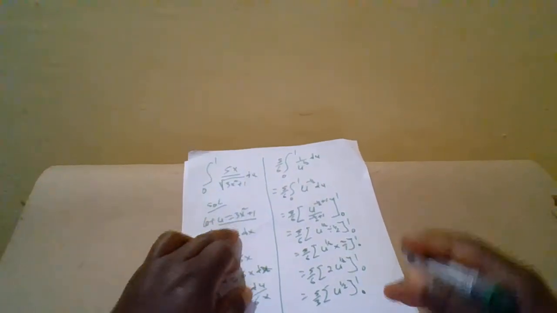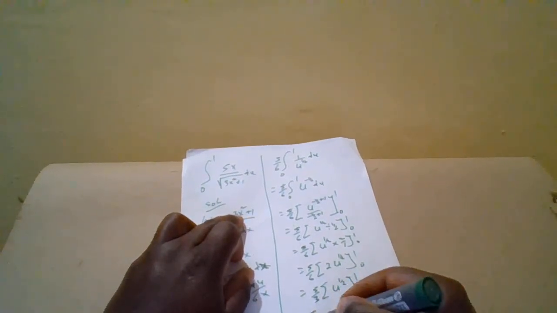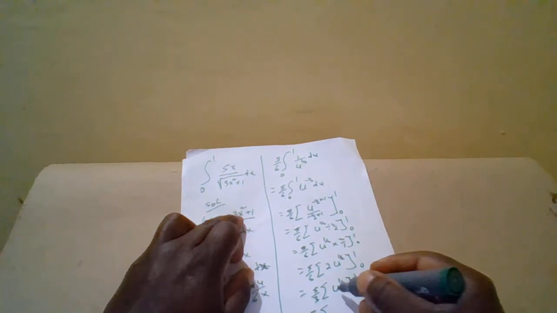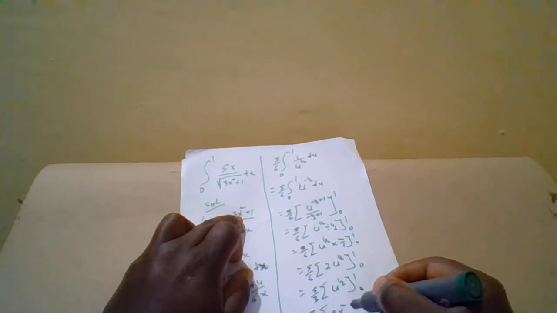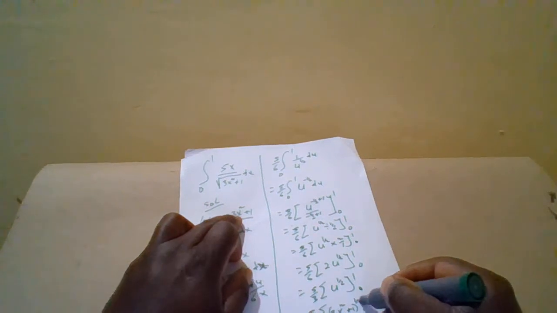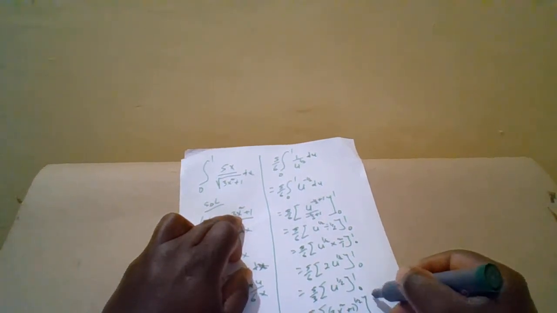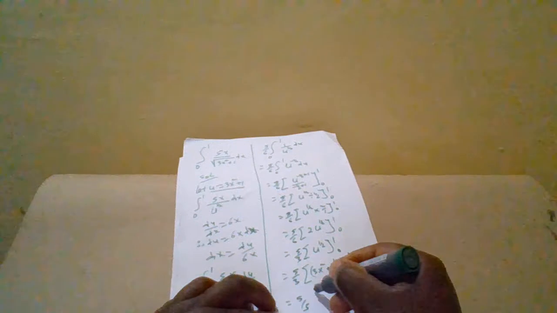So at this point we can now replace the value of u. Our 5 all over 3 times our u, which was 3x squared plus 1, raised to a half. We are integrating from 0 to 1. So you can now replace in the limits that we have been given.